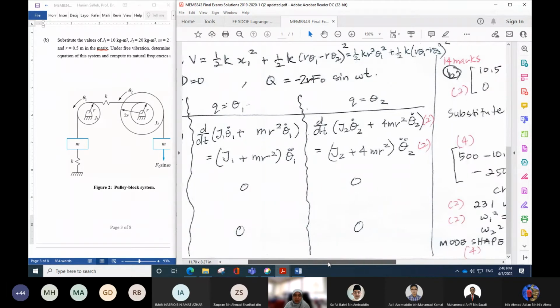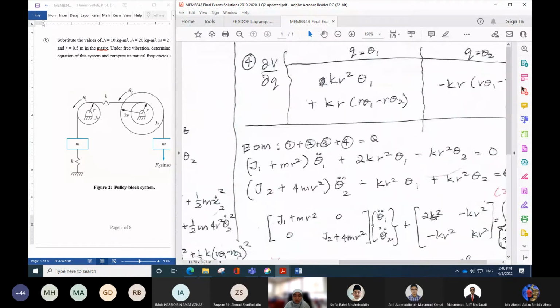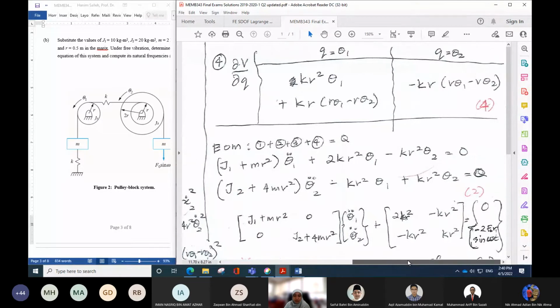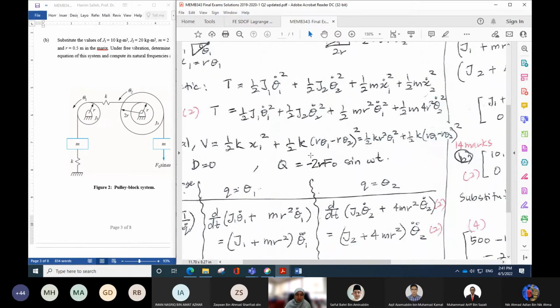Okay, then you take a look at your potential energy. If you look at that, it's just half, 2 times 1/2. So you write the whole term and just throw out this part here. 2 times 1/2 becomes 1. Do the same thing here. So you are just left with this term, but you have to take the derivative with respect to theta 1, so you need to multiply by r.